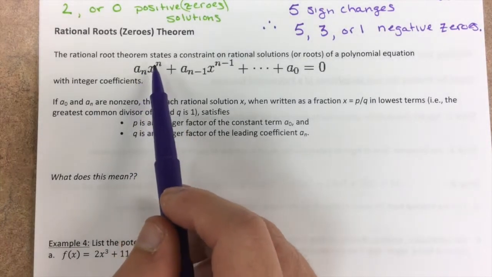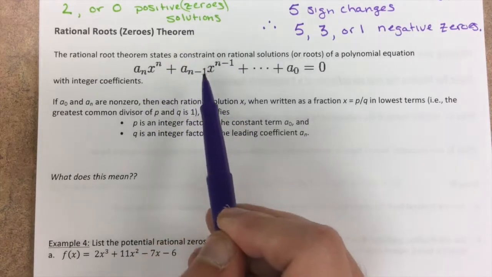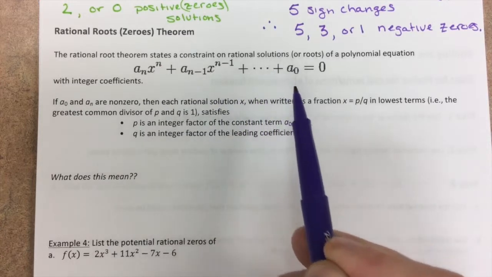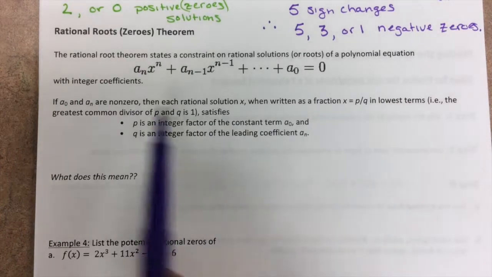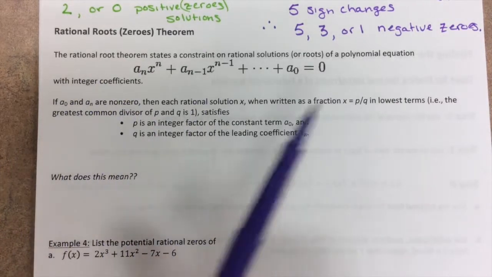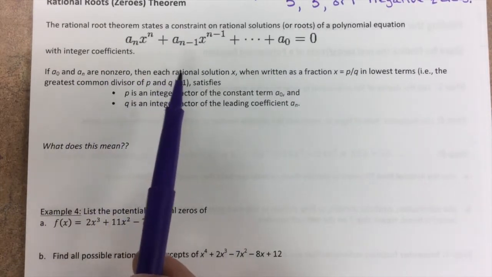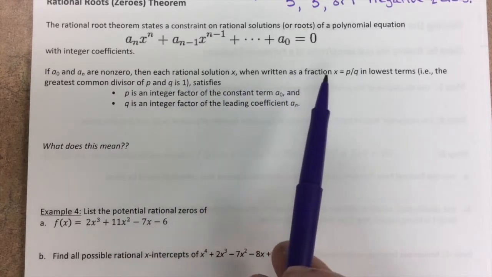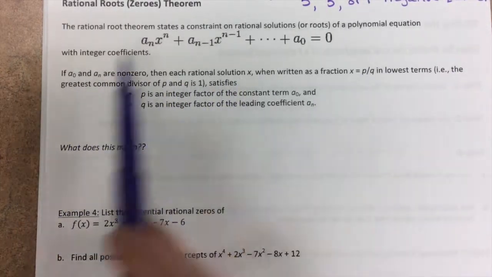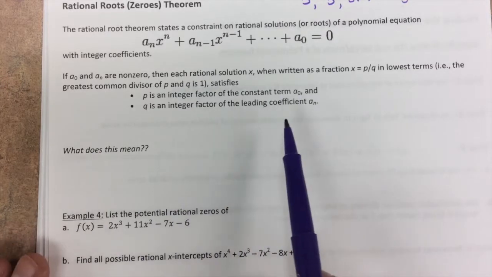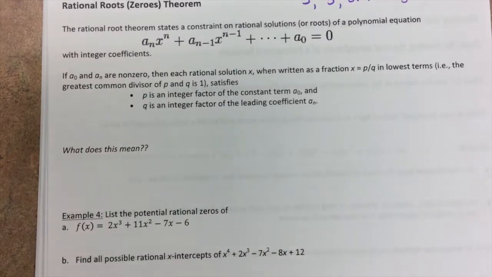So a sub n, x to the n, so the degree n, plus a sub n minus 1, x to the n minus 1. So it just drops down a term, plus dot, dot, dot, which means yada, yada, yada, plus a sub 0, which is our last term. And each of those are integer coefficients. So if a sub 0 and a sub n are non-zero, then each rational solution written as a fraction, x equals p over q, in lowest terms, satisfies this: p is an integer factor of the constant term, and q is an integer factor of the leading coefficient. So what does that mean?